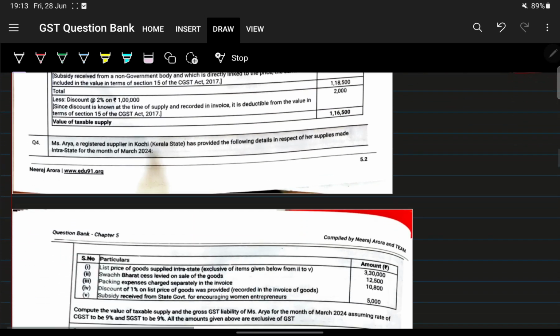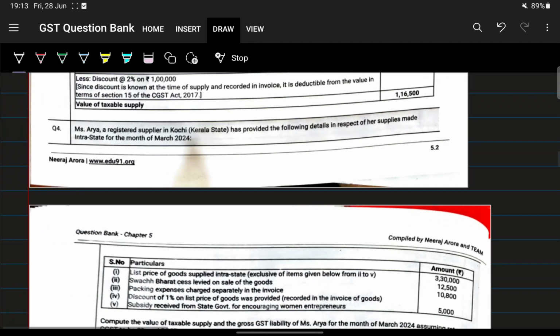3 questions done. Now we'll move to the 4th question. Okay, next. Miss Arya, a registered supplier in Kochi, has provided the following details in respect of her supplies made intrastate for the month. Okay, so by this intrastate, what do we know? That it is CGST and SGST.